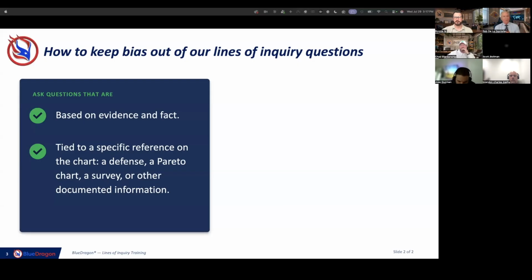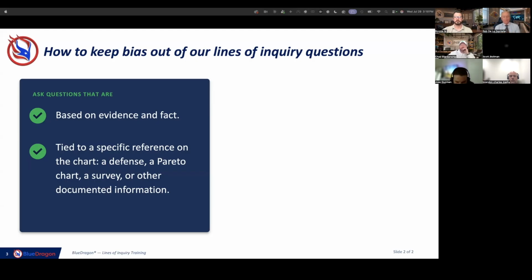All right, so back to the story here. We want to get bias out of our questions and therefore the rest of the analysis. So we tie every single question to something very specific. It has to be a specific requirement, a Pareto chart, a process map, a fault tree line item, any kind of data, and we have to anchor it, and that's why we use cross-referencing. Every single question, if you recall, is cross-referenced in our charts, and this is why.